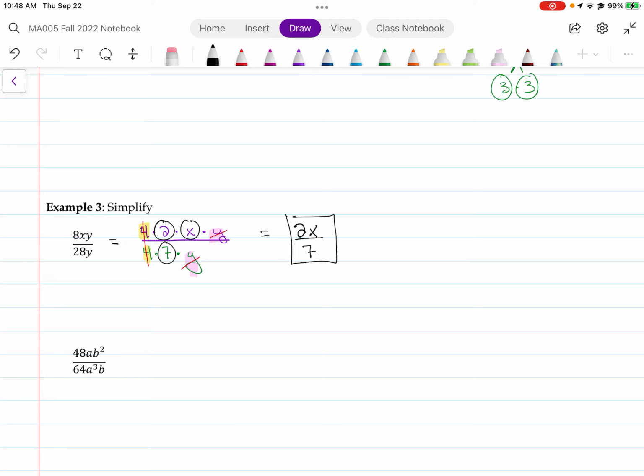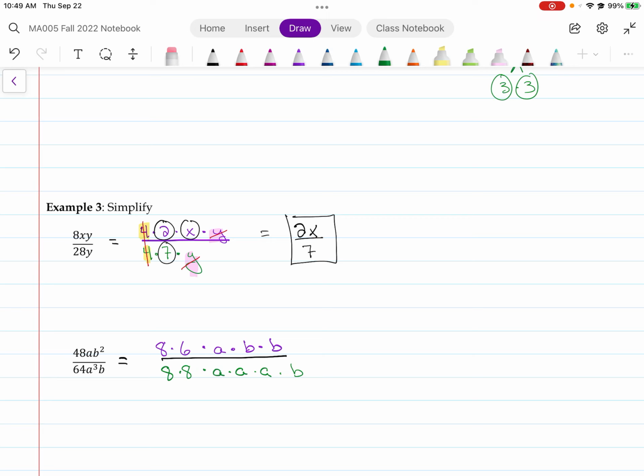All right, the next one, just a little bit harder, a little bit more going on. But first I'm going to look at 48 and 64 and think, what is the common factor there? And hopefully you see 8. So we've got 8 times 6 times a times, now b squared means b times b. Again, we haven't talked about our exponent rules, so I'm not going to use those. I'm just going to write that in expanded form. On the bottom, I have 8 times 8, and then I have a times a times a times b.